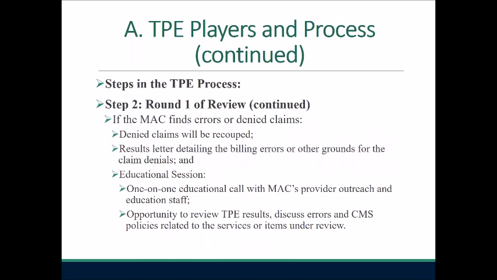If errors or denied claims are found, we go on to the review process in round one. So if the MAC finds errors or denied claims, they will first off recoup those claims. They will automatically recoup denied claims. You can appeal them, and we'll talk about appeal strategies shortly, and why and when to do that. But you will get a results letter detailing the billing errors or other grounds for the claim denials.